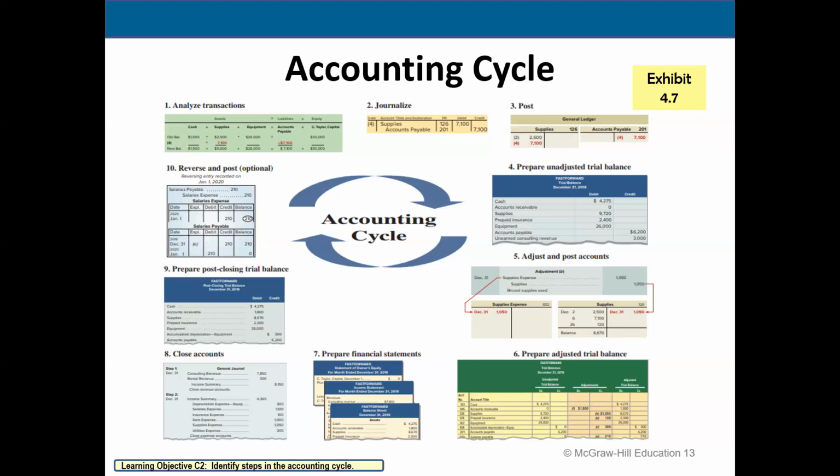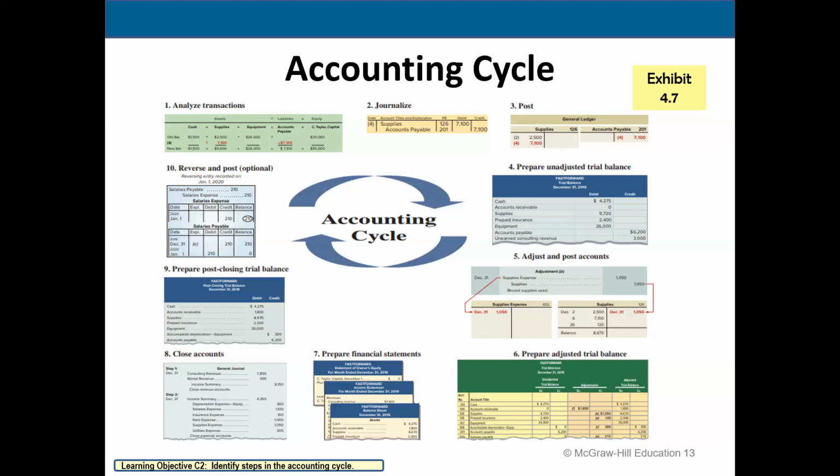Anyway, so we do those adjusting entries and then we post those adjusting entries to the ledgers so that we can get the adjusted balance. And we use those adjusted balances for each account to create the adjusted trial balance. This shows a picture of the worksheet where we had the unadjusted trial balance, then the adjustments, then the adjusted trial balance.